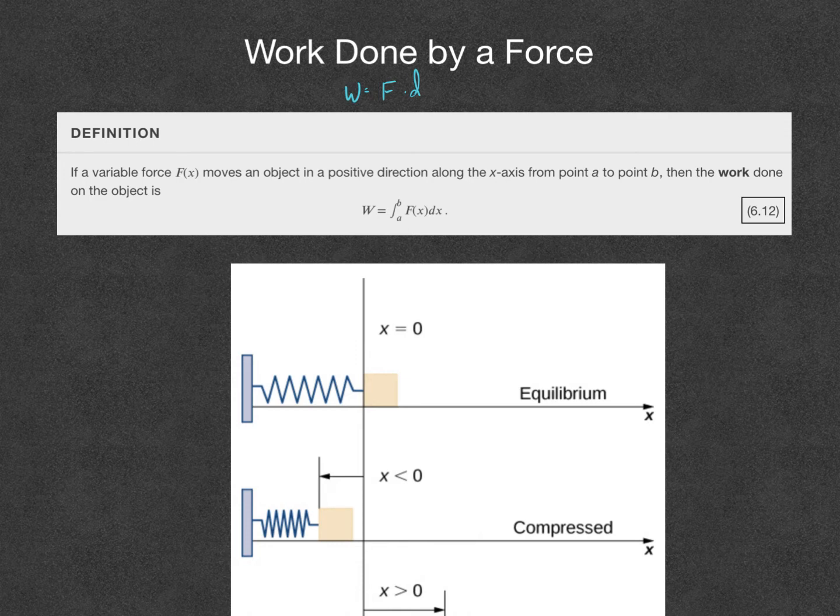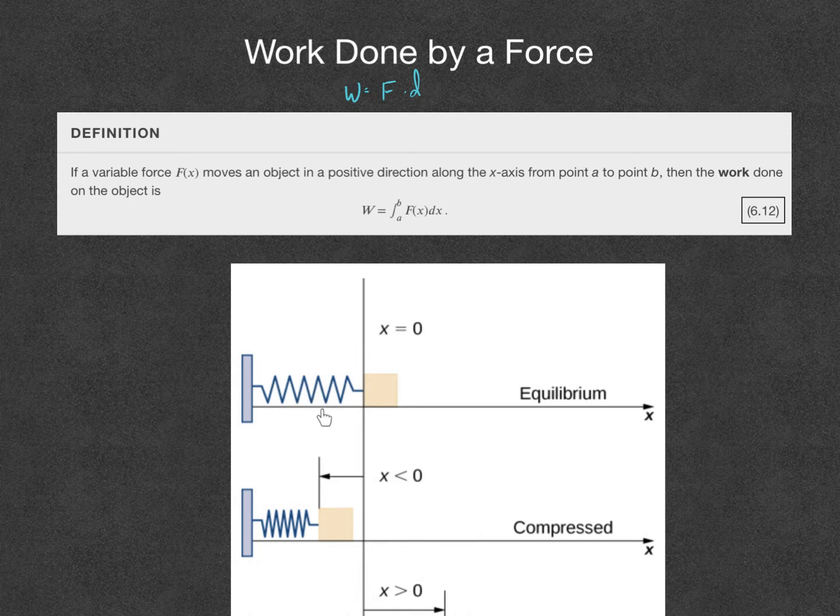Think about, if you're lifting a chain off the ground, the first link is easier to lift than the second link, than the third link, okay, because you're holding more weight as you lift that chain up one link at a time. Okay, we often look at these examples in terms of springs.